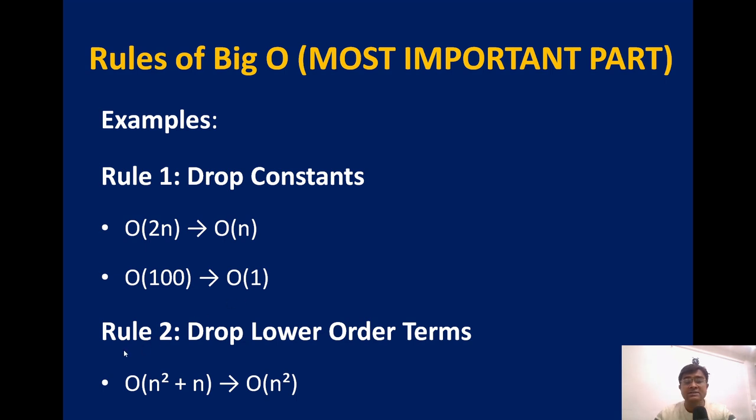The second rule is to drop the lower order terms. If you have big O notation as O of n square plus n, then drop the lower term, that is n, and it becomes O of n square. So for rule 2, you have to drop the lower order terms.